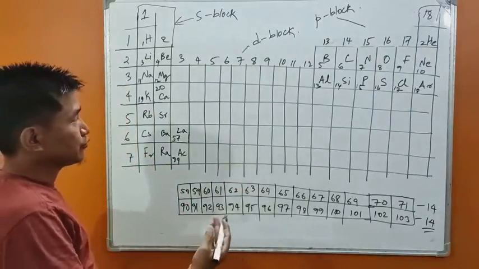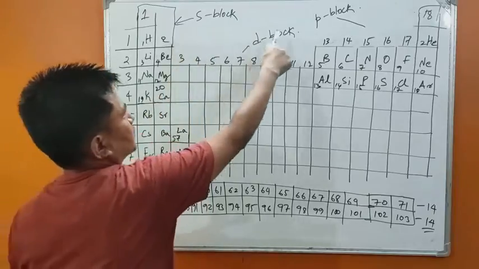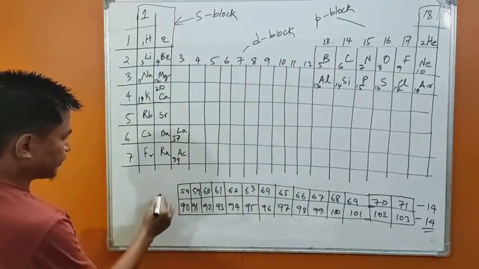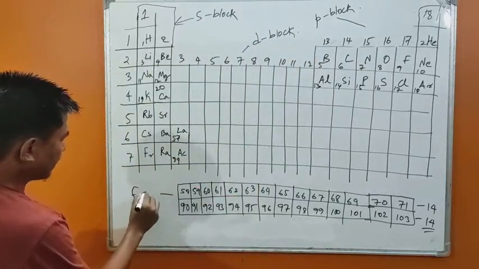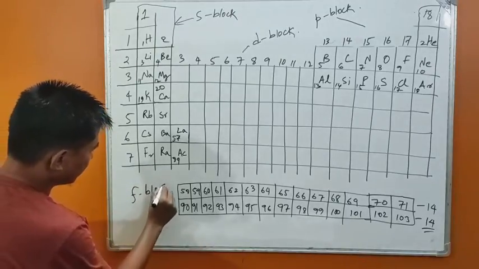From the subshells of shells, we have S, P, D, and F. This is called F block. I will explain that in a later video. F block. Okay.